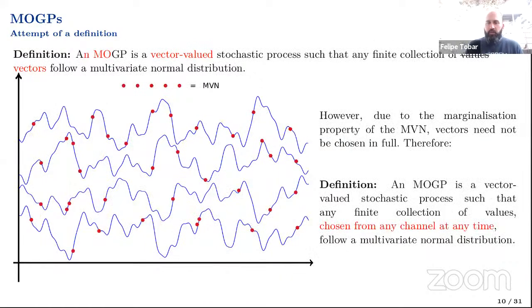Like this. So perhaps a more accurate definition is that if we have a multivariate or a vector-valued stochastic process, and then we pick any choice of points at any time and any channel, those points follow a multivariate normal distribution. So that is a little bit more flexible than the first one, but it is implied by the first definition anyways.